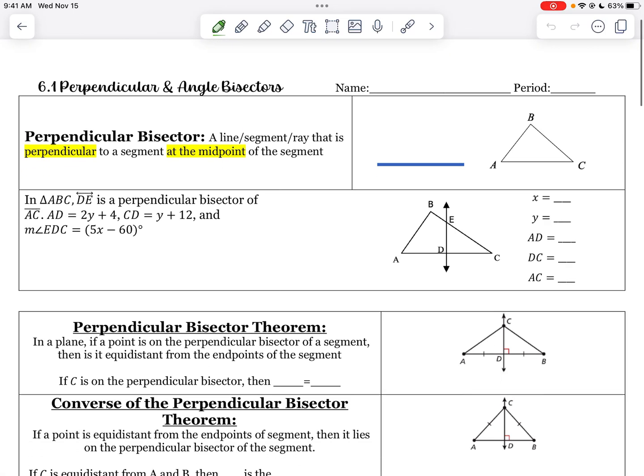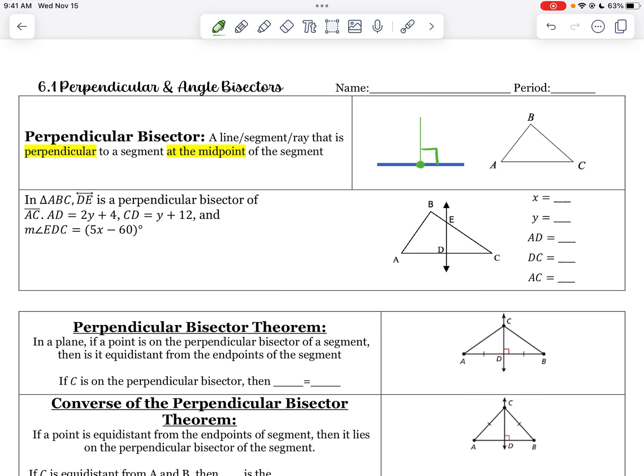Okay. Lesson on perpendicular and angle bisectors. A perpendicular bisector is a line, segment, or ray that is perpendicular to the segment at the midpoint of the segment. So we have to find the midpoint of the segment and then have a perfect perpendicular line, which means it is making a right angle.